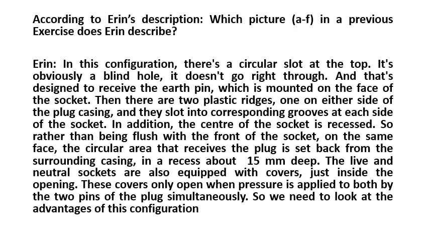In this configuration, there is a circular slot at the top. It's obviously a blind hole. It doesn't go right through, and that's designed to receive the earth pin, which is mounted on the face of the socket. Then there are 2 plastic ridges, one on either side of the plug casing, and they slot into corresponding grooves at each side of the socket. In addition, the center of the socket is recessed. So rather than being flush with the front of the socket on the same face, the circular area that receives the plug is set back from the surrounding casing in a recess about 15 mm deep.